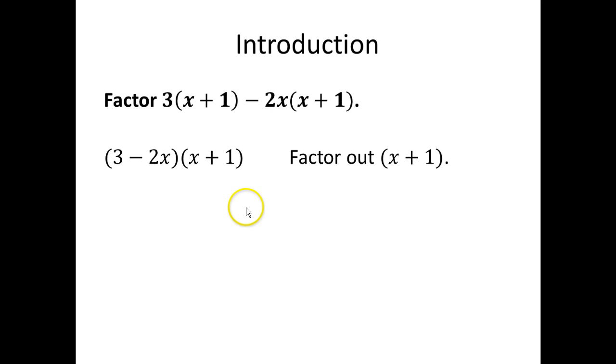You should be convinced of this because think about it in reverse. Let's say I needed to distribute this x plus 1 inside. The x plus 1 would get distributed to the 3, and the x plus 1 would get distributed to the negative 2x, which would result in this polynomial here. So what allows me to go from this to this is the distributive property.